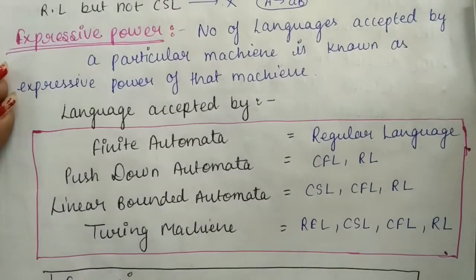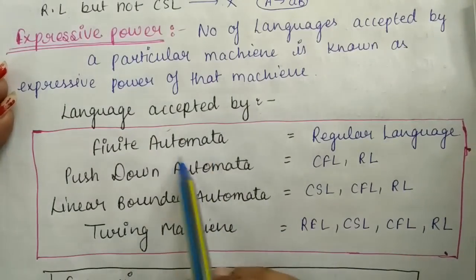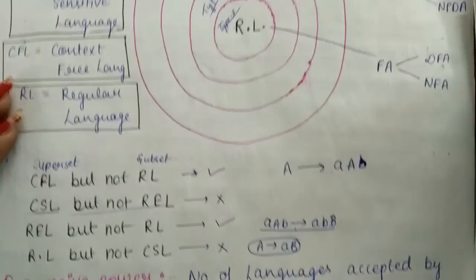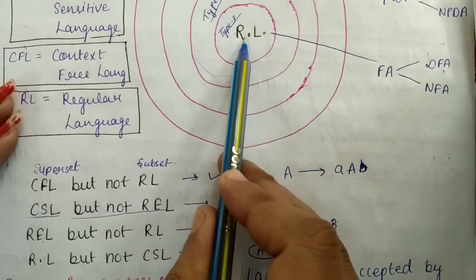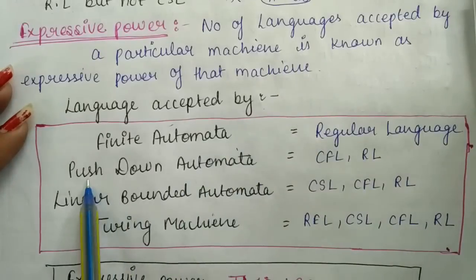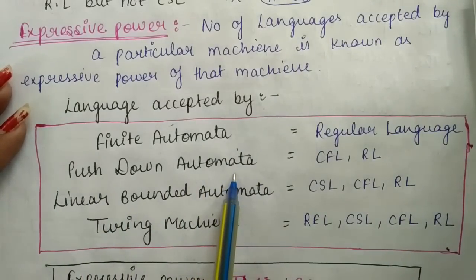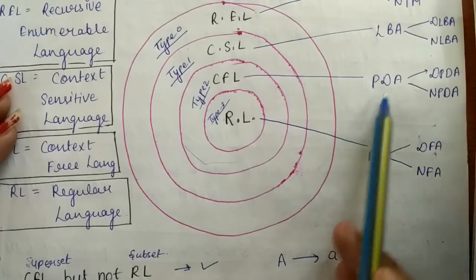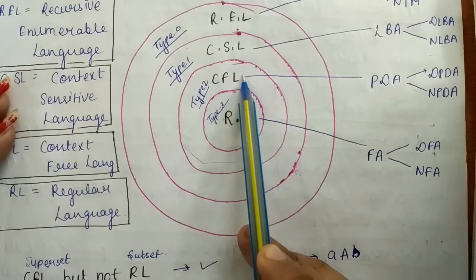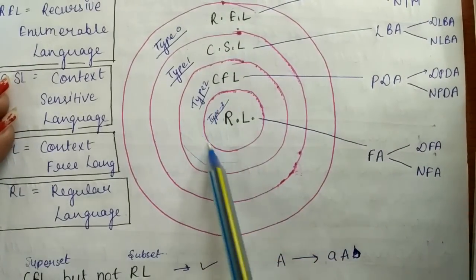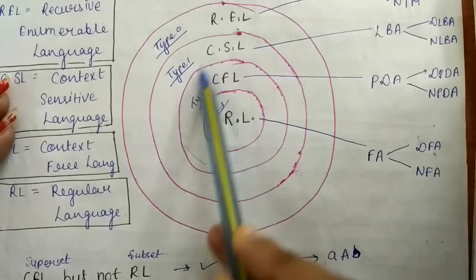Expressive power means the number of languages accepted by a particular machine is known as the expressive power of that machine. Now, the language accepted by finite automata is the regular language. Okay, now the language accepted by push down automata is what? Push down automata accept CFL. Okay, push down automata accept CFL, and we have this under CFL.